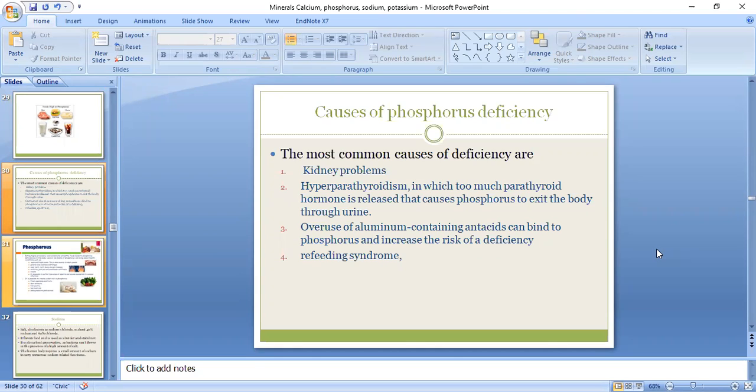So, the causes of phosphorus deficiency. The most common causes of deficiency are kidney problems, hyperparathyroidism, overuse of aluminum-containing antacids, and refeeding syndrome. Refeeding syndrome is when a chronically ill patient is nil per os for a long period of time. Then when parenteral feeding is started, he may suffer phosphorus deficiency.